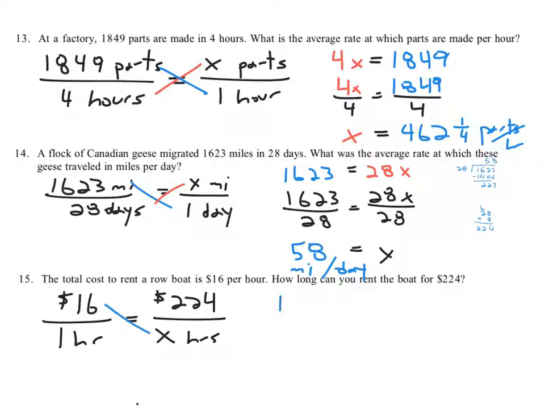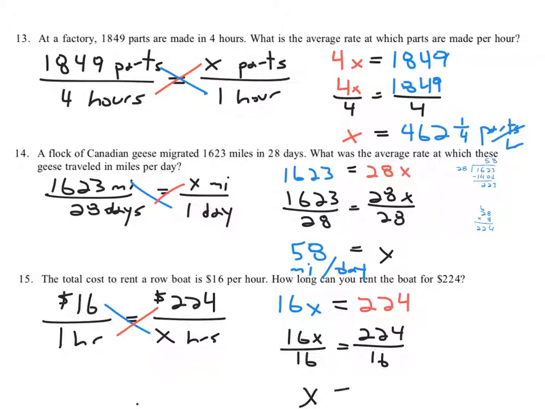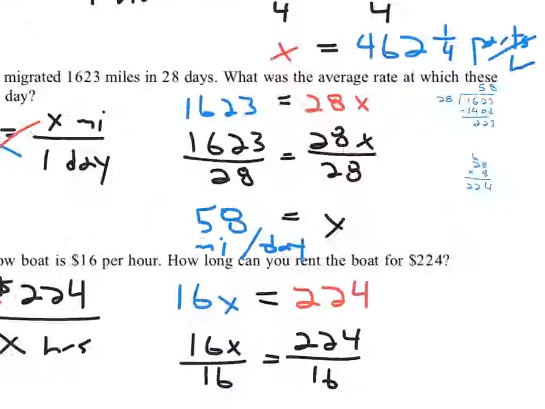We're going to say this times this, 16x equals this times this, 224. And now what we're going to do is say that 16x divided by 16, and 224 divided by 16 will give us x. What does x stand for? How long can you rent the boat? X is the number of hours. Okay, so I'm going to zoom in here and do this problem, 224 divided by 16.